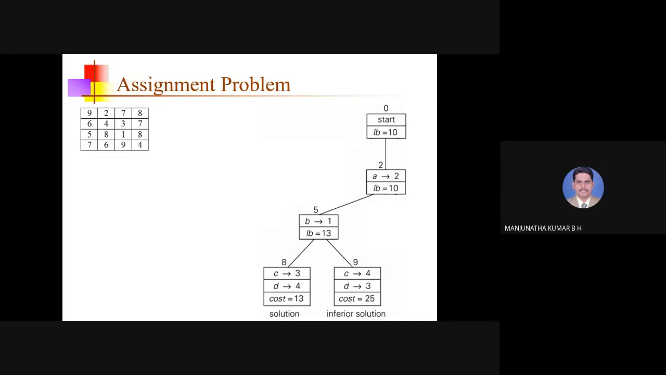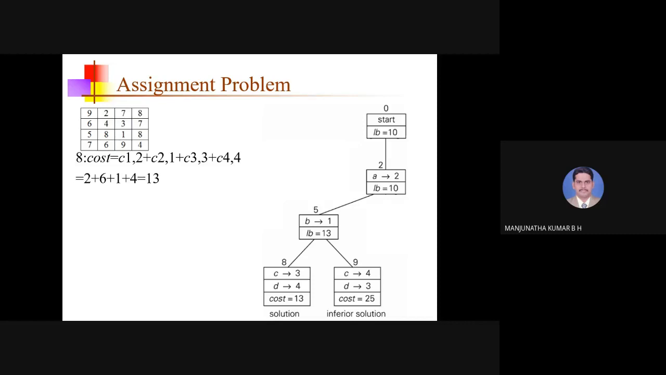Okay. Now let me re-explain the value of node 8 and node 9, how it is calculated. This is the calculation of node 8. Observe here. The first term in this sum is C of 1 comma 2. Why? It is already fixed. Second job for the first person, it is already fixed. The second term is C of 2 comma 1. Why? Because job 1 is given to person 2, that is person B. The first 2 terms are fixed now. It is 2 plus 6 only.